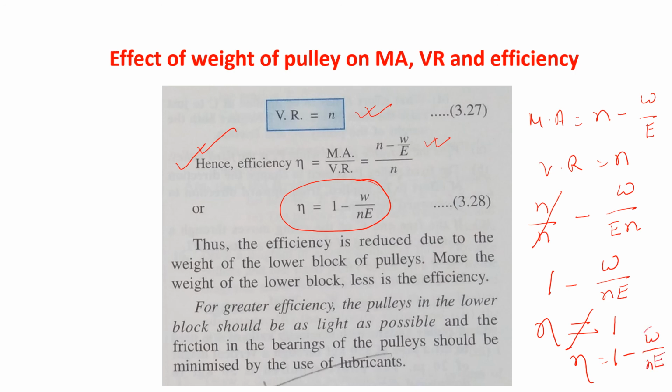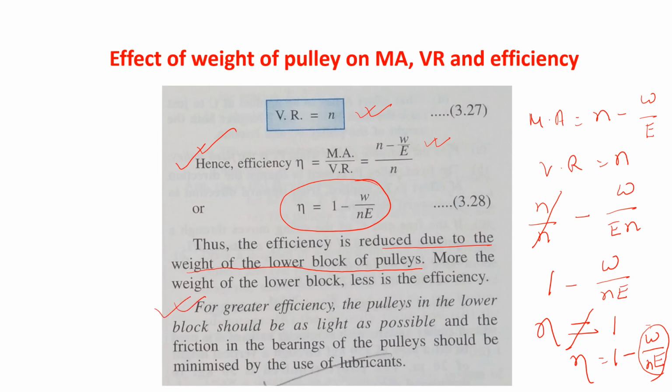So W by NE is the factor which is subtracted from 1. That means the efficiency is not 100%. Thus the efficiency is reduced. Why? Due to the weight of the lower block of pulleys. The more the weight of the lower block, the less is the efficiency. For greater efficiency, the pulleys in the lower block should be as light as possible, and the friction in the bearings of pulleys should be minimized by use of lubricants.